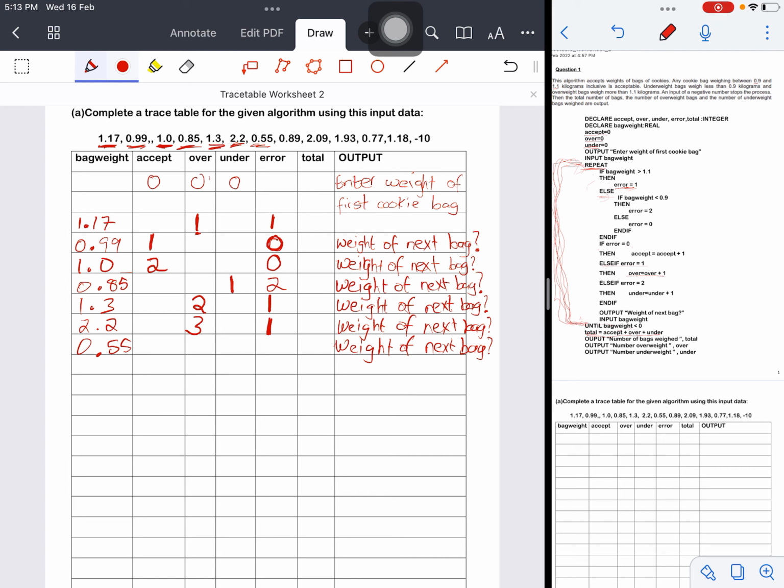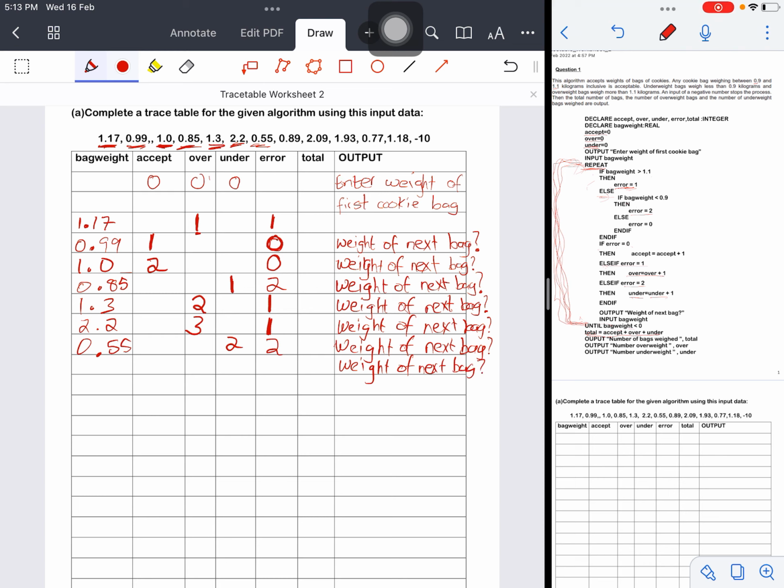So now if the bag weight is greater than one, it's not. If the bag weight is less than 0.9, which is true, so that means error gets 2. That means this bag weight is underweight. And if it is underweight, then we jump straight to this else if error is equal to 2, and then under is equal to under plus 1. So at the moment, under is 1. 1 plus 1 is 2. Okay? Then again, we output this word weight of next bag with the question mark.